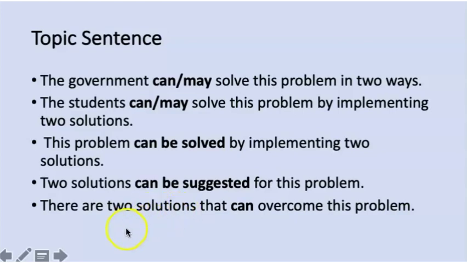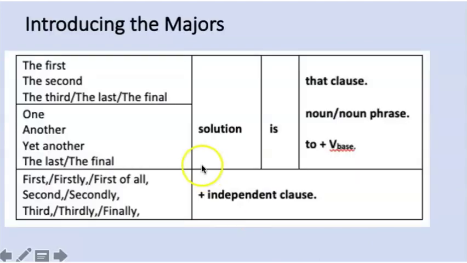But since you will write a short paragraph, maybe it's better to write only two. There are two solutions that can, again, modal, that can overcome this problem. Overcome a problem, again, this is a collocation. We will look at them in a second. And while we are introducing the majors, as usual, we have the first, the second, the third, and then solution, or one solution, another solution.